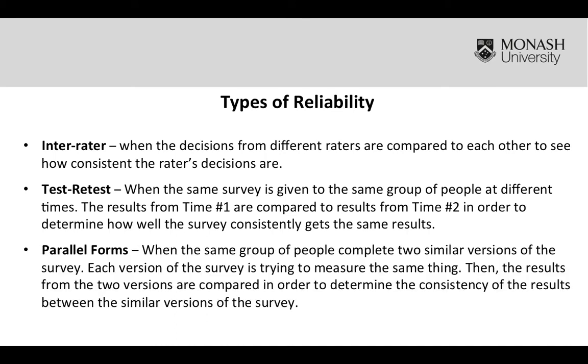And also parallel forms, when the same group of people complete two similar versions of the survey. Each version of the survey is trying to measure the same thing, so the same latent variable. Then the results from the two versions are compared in order to determine the consistency of these results between the similar versions of the survey. And you would expect that to be quite high as well.